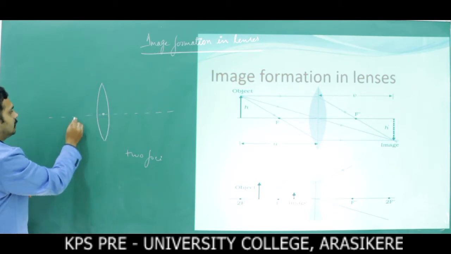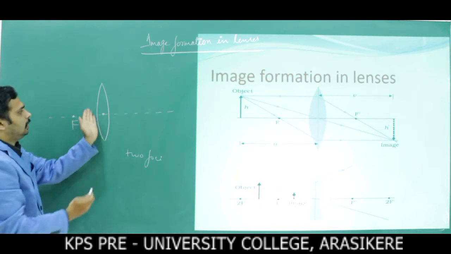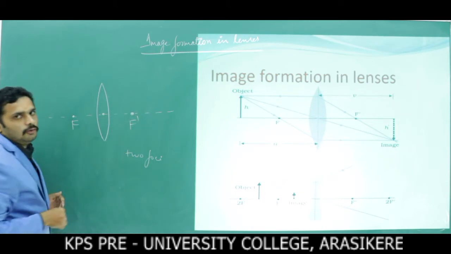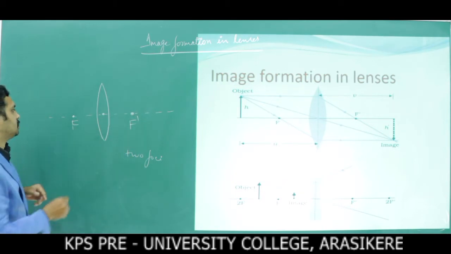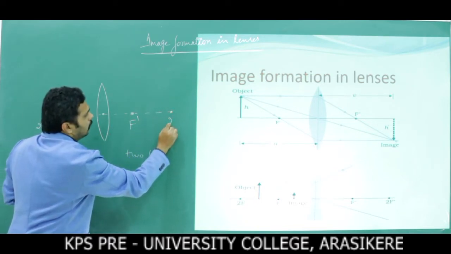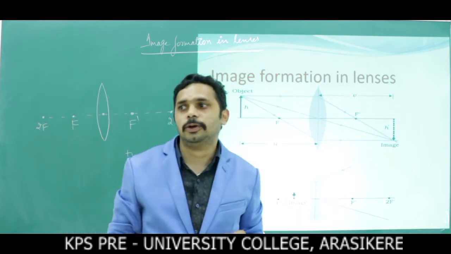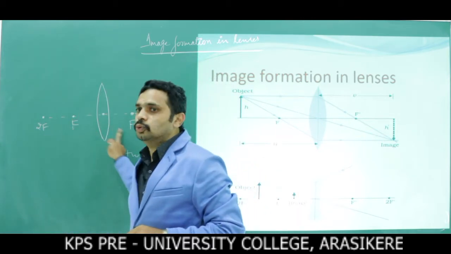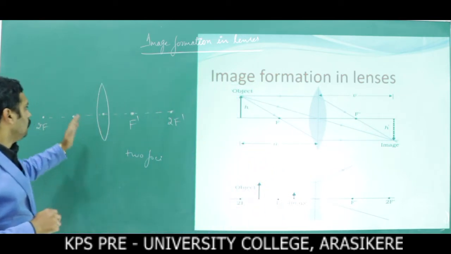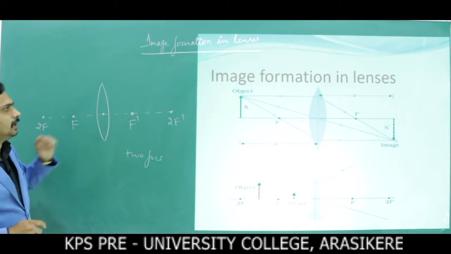suppose this is the optic center. This is the focus. Similarly, on the other side, at equal distance, you get another focus point, F dash. Similarly, this is 2F, this is 2F dash. For mirrors there is only one focus point, but for lenses there are two focus points, or two foci. Now, how is the image going to form in a convex lens?